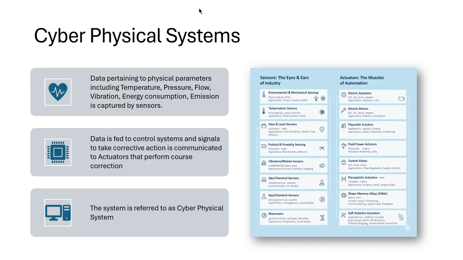Cyber physical systems are primarily a system of sensors and actuators. The sensors are devices embedded in industrial systems and are used to monitor physical parameters such as temperature, flow, proximity, vibration, pressure, emissions, and sound. Actuators are the mechanical devices that are operated by controllers to take corrective action, leading to process optimization.